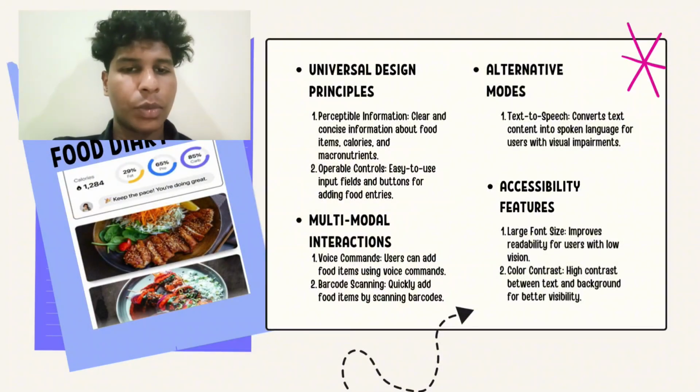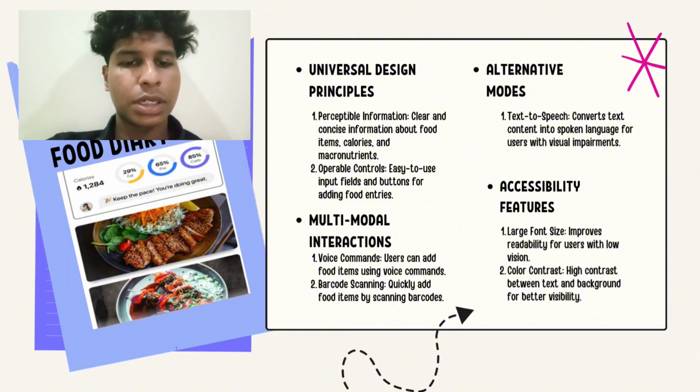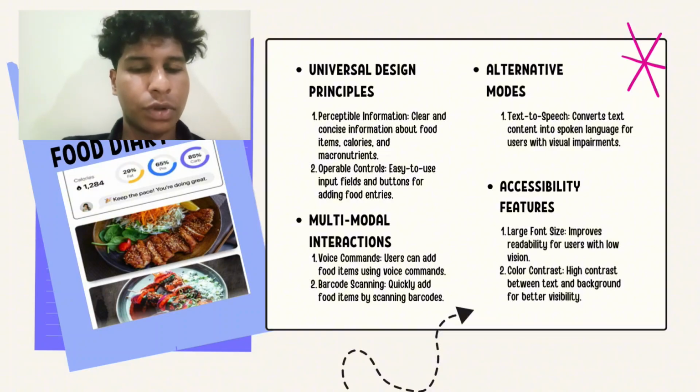Hello everyone, today I am going to talk about the accessibility features in the fitness app. So first of all, from the universal design principles: clear and concise information about food items, calories and macronutrients. It is easy to use because of the buttons for adding food entries. The next is multimodal interactions. We can use voice commands. Users can add food items by using voice commands.